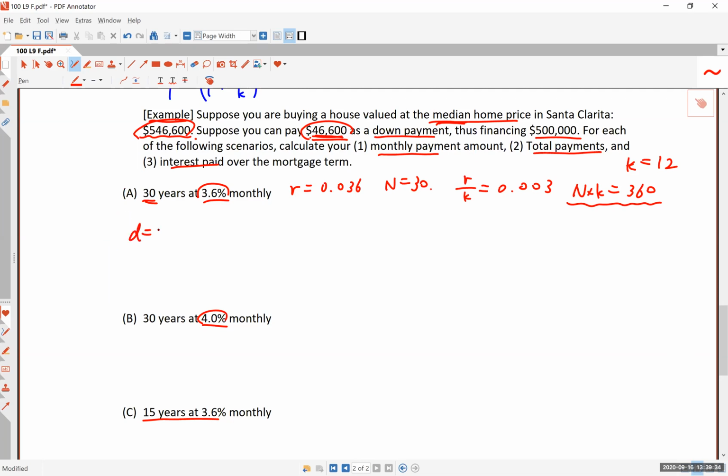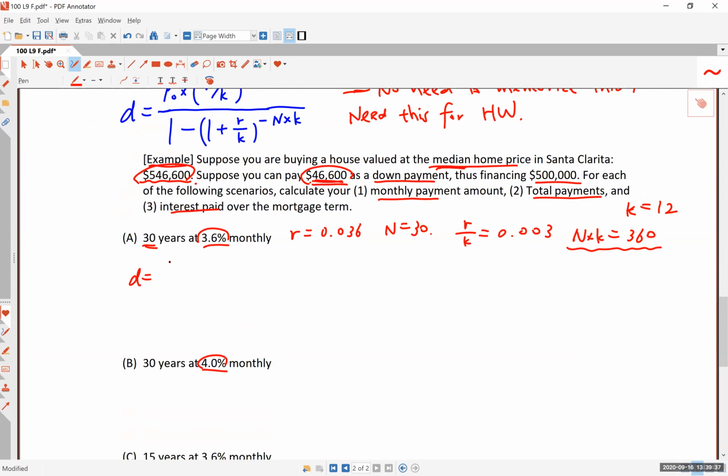So the way you calculate this, just try to plug in the formula. P naught, by the way, is this. This is the amount of loan that you are borrowing, right?